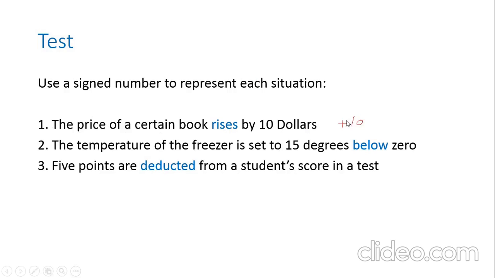We have here the temperature of the freezer is set to 15 degrees below 0. So if 0 was the starting point, then 15 degrees below 0 is represented by -15. 5 points are deducted from a student's score in a test. So the student's score goes 5 points down. So we represent this by -5.